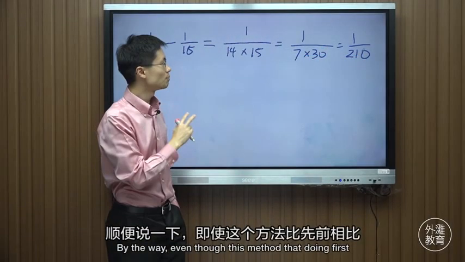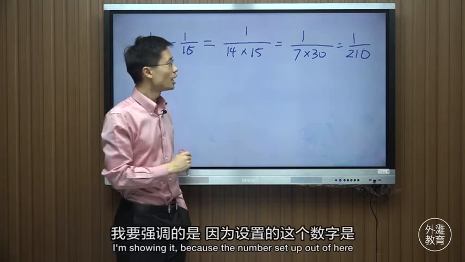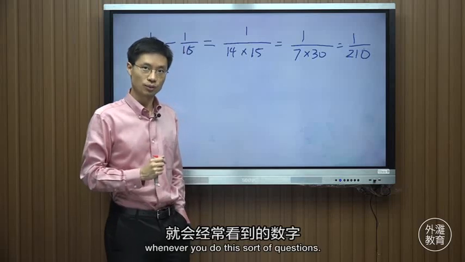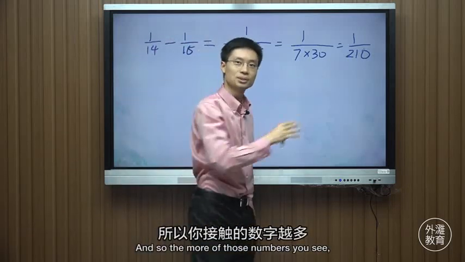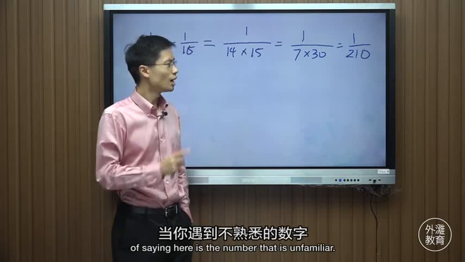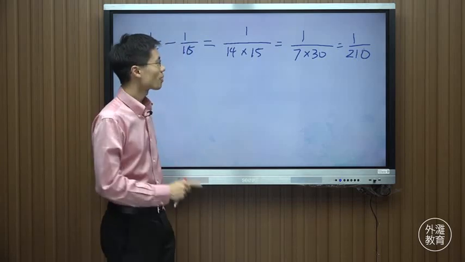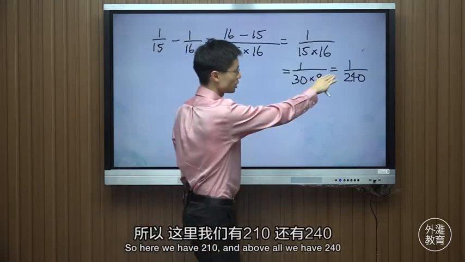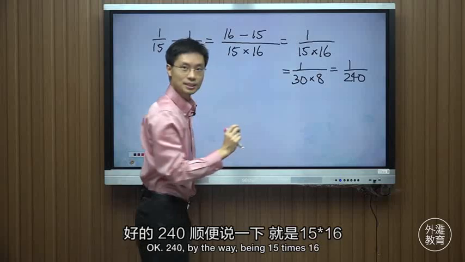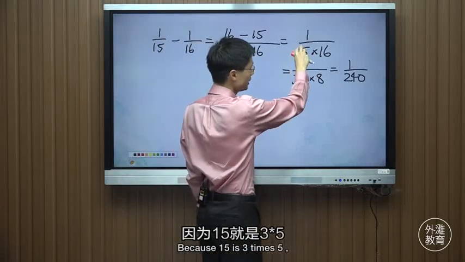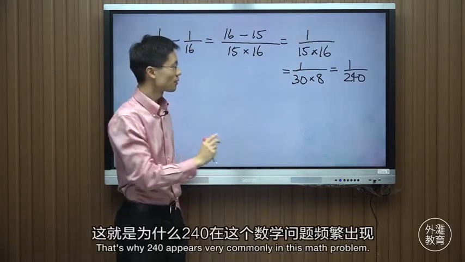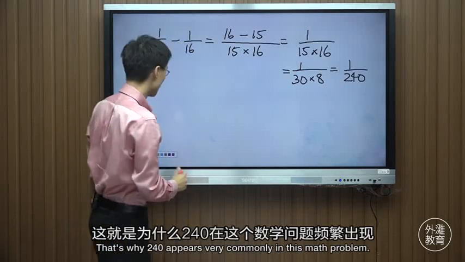By the way, even though this method that I'm doing first is not the most efficient, I'm sharing it because the numbers that are appearing are numbers that you will see often whenever you do these sorts of questions. And so the more of those numbers you see, the more you're able to check your intermediate steps of saying, here's a number that is unfamiliar. Did I make a mistake? So here we have 210, and above we had this 240. 240, by the way, being 15 times 16, appears very, very often because 15 is a 3 times 5, which are small numbers, small primes, and a 16 is a power of 2. That's why 240 appears very commonly in these math problems.